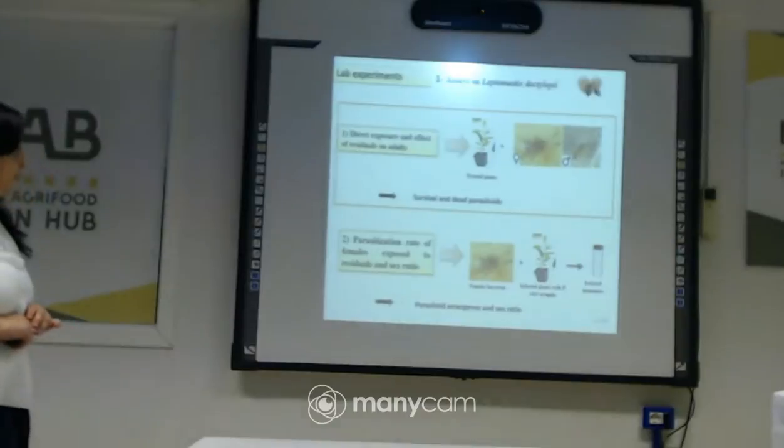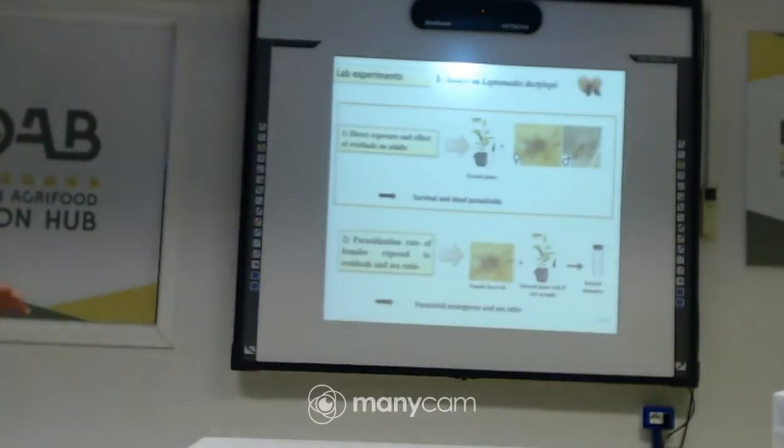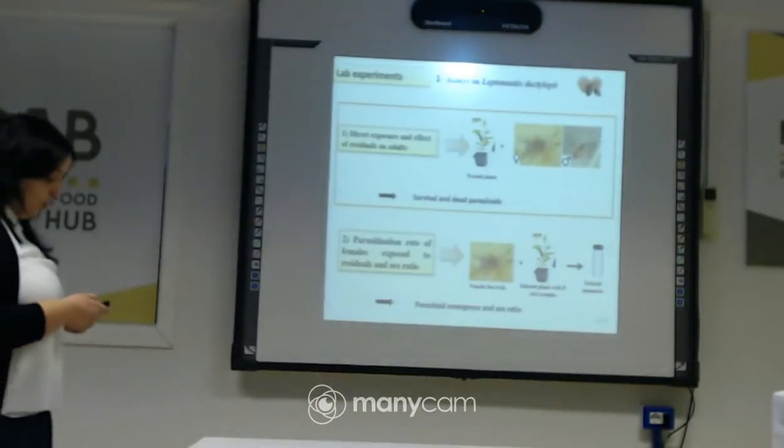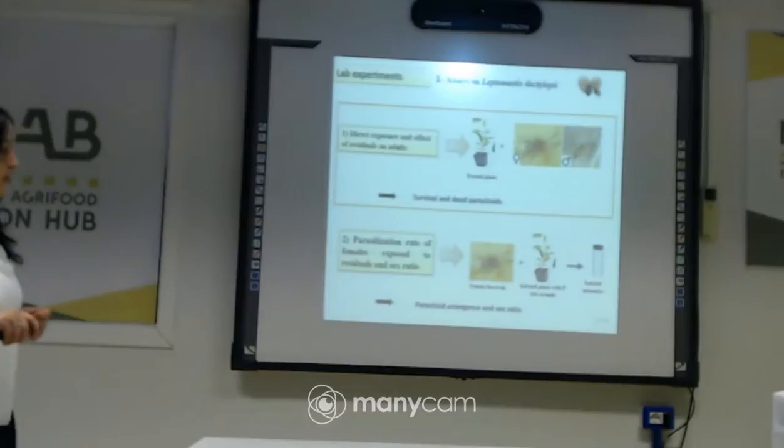The second parameter is the parasitization rate of females exposed to the residuals, and this will be done with the female survivors from the previous experiment. So the female survivors will be isolated with plants infested with Planococcus citri. After a couple of days, the mummies formed will be isolated, and we will check for the parasitoid emergence and sex ratio.